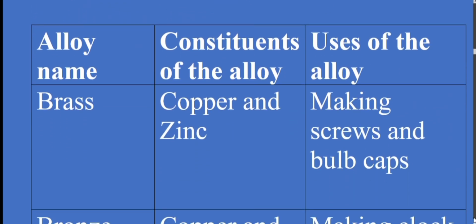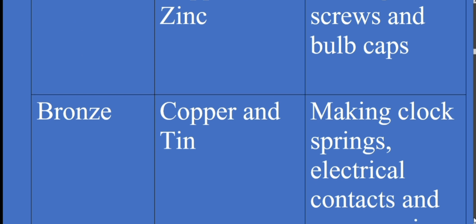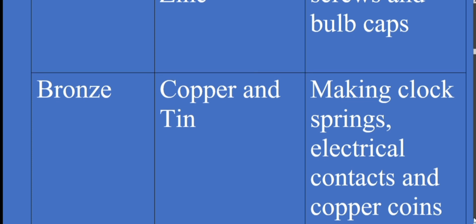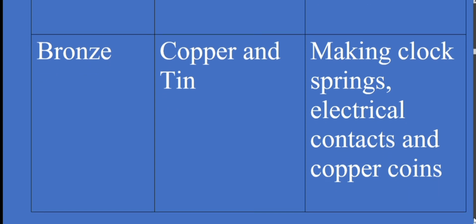We have the name of the alloy, the constituents of the alloy, then the uses of the alloy. So we have the first alloy as brass. Brass is composed of copper and zinc. Copper and zinc form an alloy called brass, and they are used in making screws and bulb caps. The second alloy is bronze. It is a composition of copper and tin. They are used in making clock springs, electrical contacts, and copper coins.